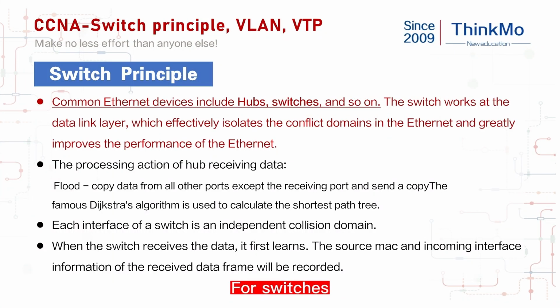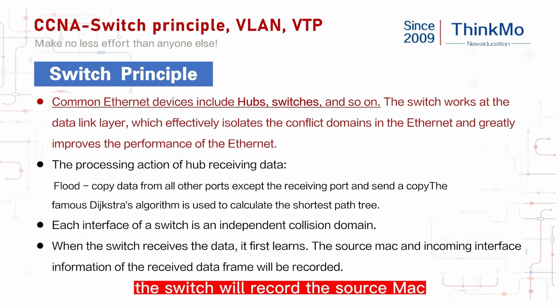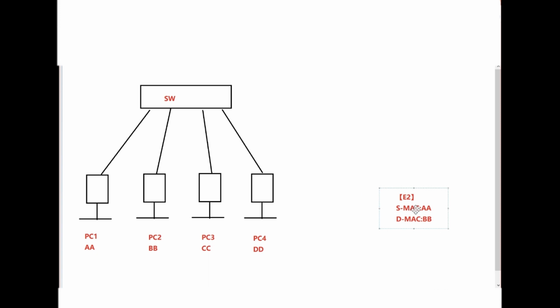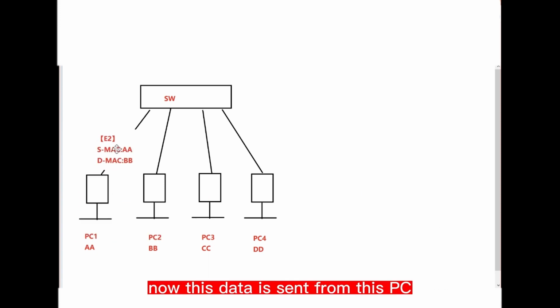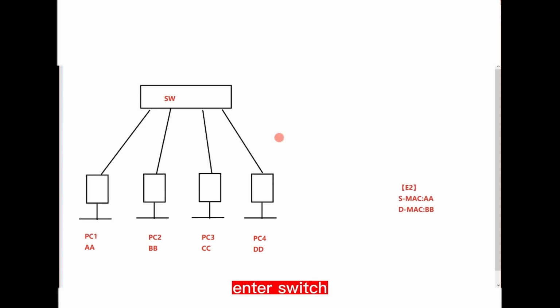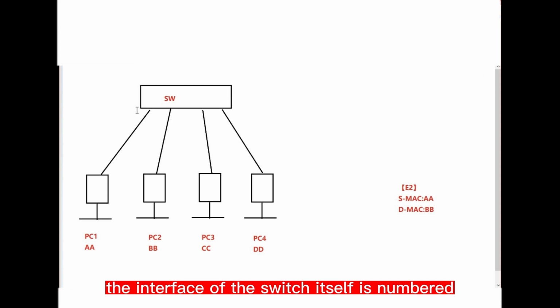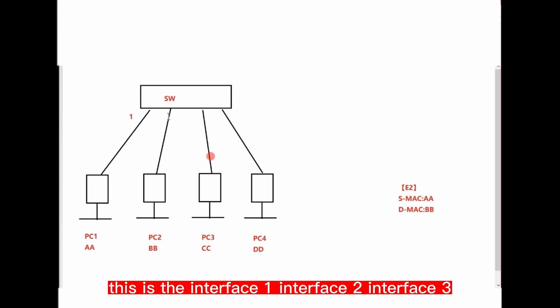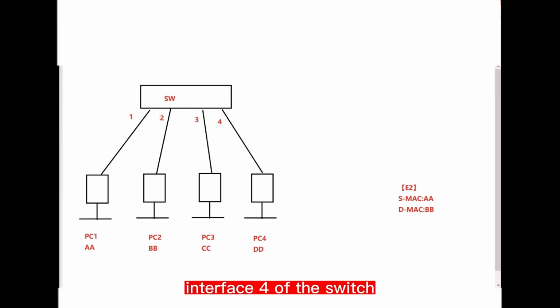For switches, when it receives data, first it has to learn the MAC address. That is, the switch will record the source MAC of the received data frame and the information of the incoming interface. Now this data is sent from this PC and enters the switch. The interfaces of the switch are numbered. For example, this is interface 1, interface 2, interface 3, interface 4 of the switch.